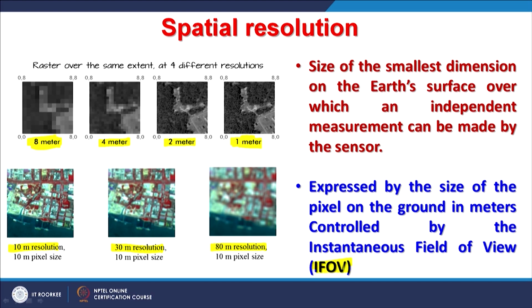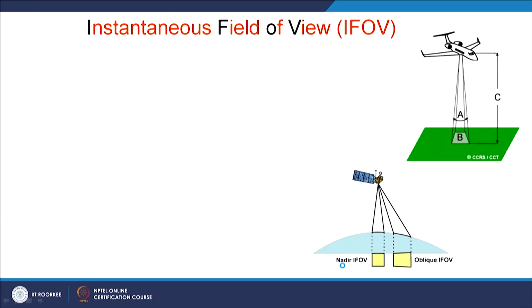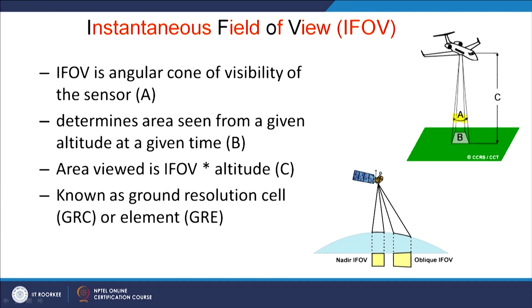So, here if the IFOV, this solid angle, is very narrow, then your pixel is going to have higher spatial resolution. But if this IFOV is large, then you are going to have a coarser resolution. So, an example is given here. This angle, this IFOV in this case is smaller, and I am getting a high spatial resolution image, whereas in this case IFOV is larger and I am getting a coarser resolution image.